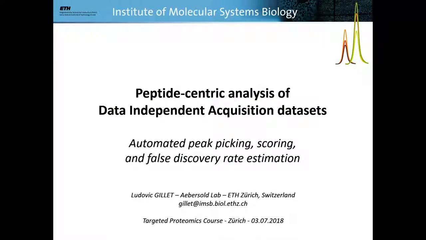Okay, so great. Next we have Ludovic Gillet from here in Zurich, whose name has been mentioned a couple of times already yesterday. He was the person who was really driving the early days of SWATH in our lab and continues to have a central role in DIA development in the lab.